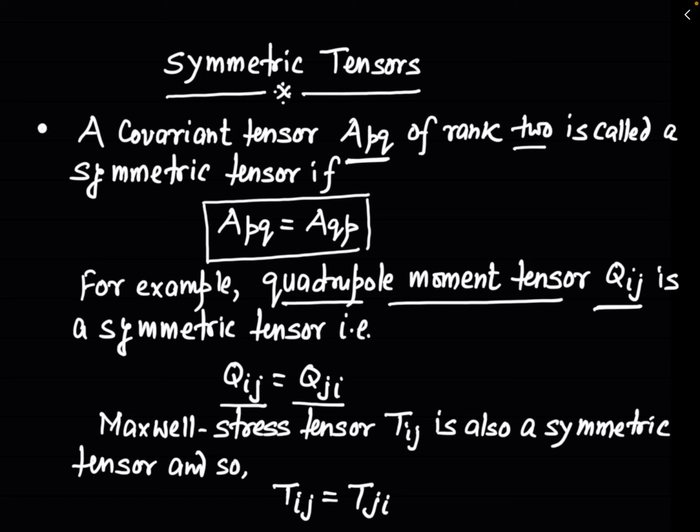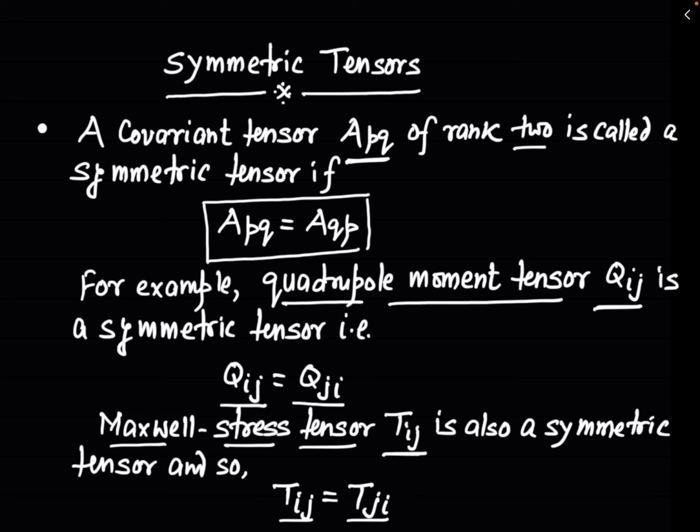Similarly, in the study of electrodynamics, we study a very important second order covariant tensor, and that is known as the Maxwell stress tensor. I hope you have studied it. If you have not studied it, you can watch my video on electrodynamics, and you will find there the complete description of this Maxwell stress tensor. In fact, this Maxwell stress tensor is denoted by the symbol T sub ij, and it is also a symmetric tensor. And so you can say that T sub ij is equal to T sub ji.